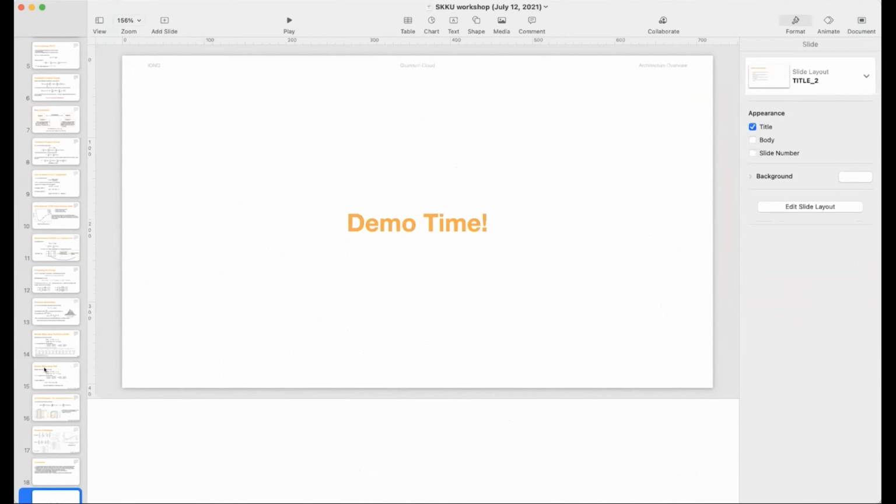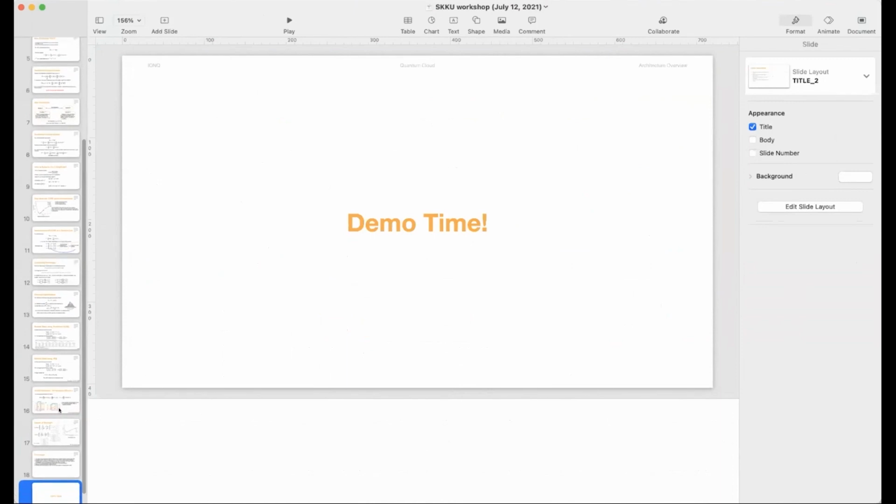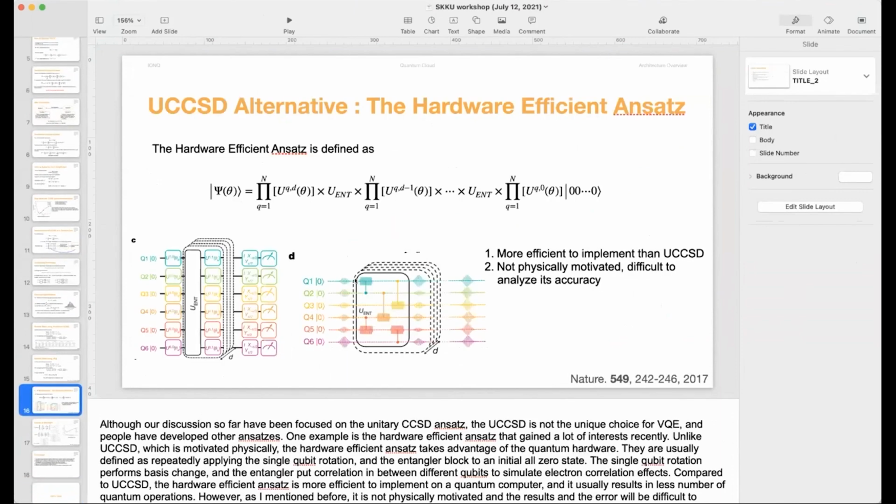Is it specialized on the IBM-Q or IonQ, such a specific computer? I believe the hardware efficient ansatz. Where is it? This one. This is initially developed by IBM.